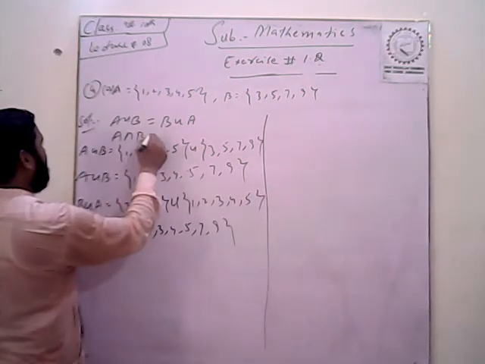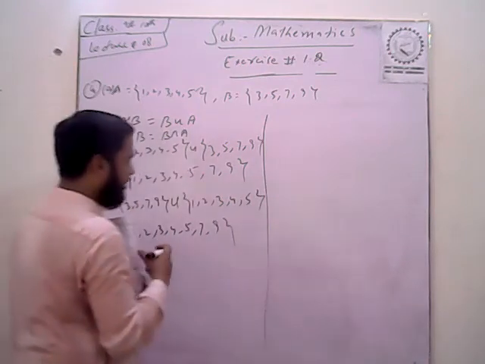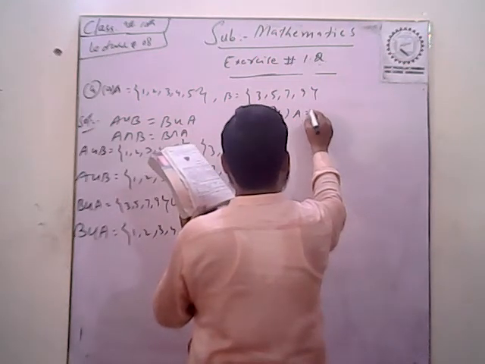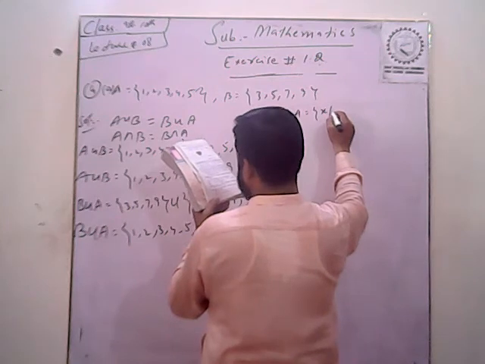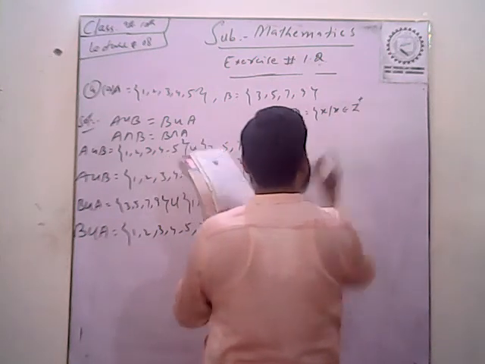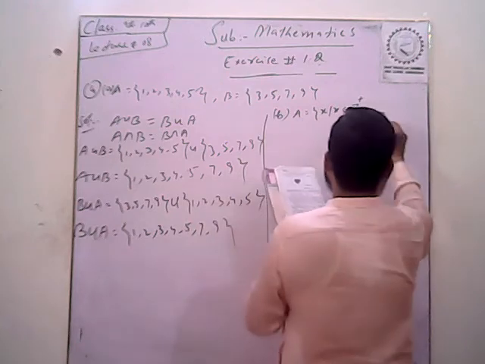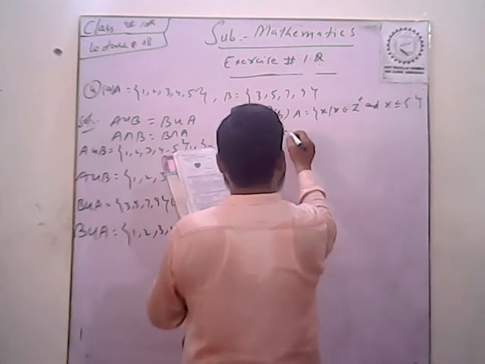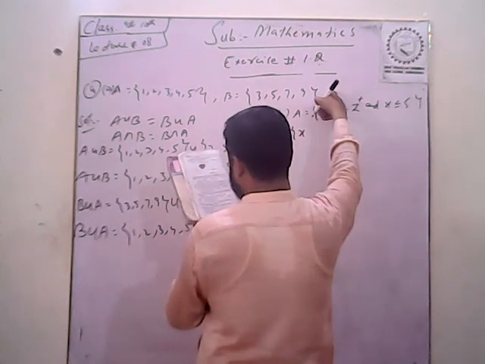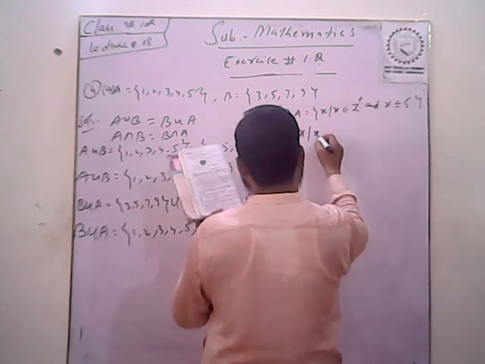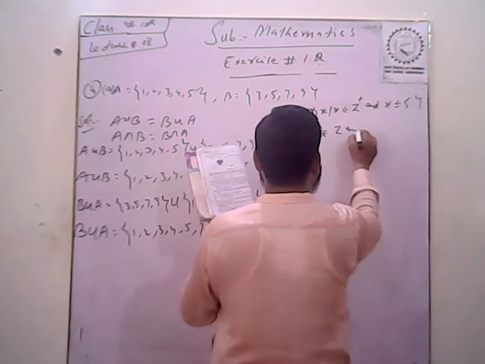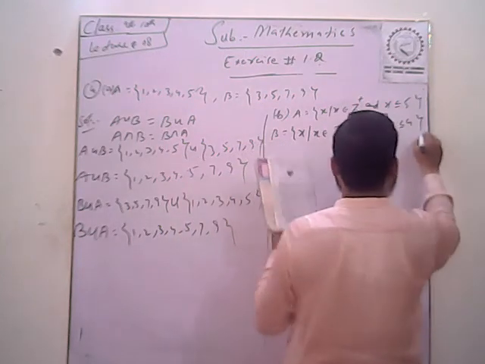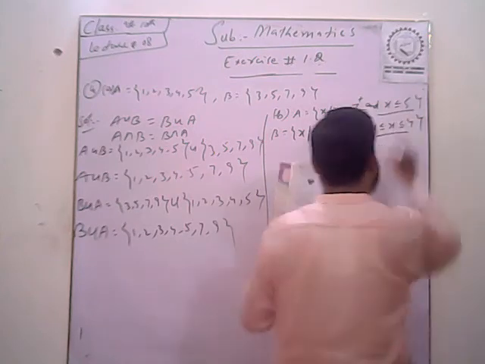A intersection B is equal to B intersection A. Here the B part is given. A is equal to {x such that x belongs to Z plus}, where Z plus means positive integers, and x is less than or equal to 5. Then B is given in set builder form: {x such that x belongs to integers, only integers, and there is a restriction 1 less than or equal to x less than or equal to 4}. This is a condition here, and this is the condition of set A.